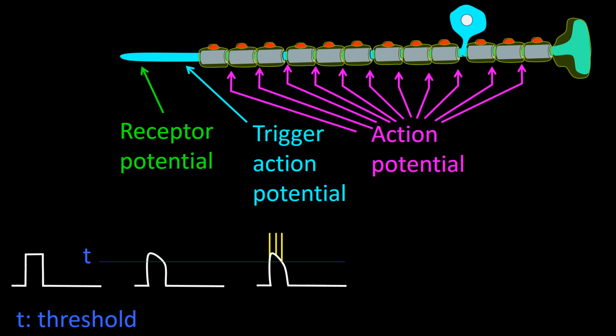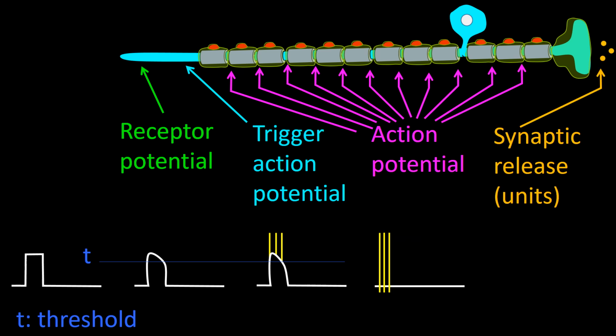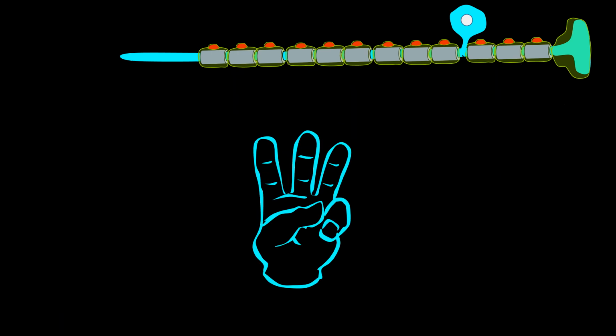At the level of the node of Ranvier, a similar number of action potentials will occur, but notice that they arise from the baseline, and they reach the same height as the action potentials that occurred at the trigger zone. At the level of the synapse, 3 units of neurotransmitter are discharged. Now let's look at a third scenario.